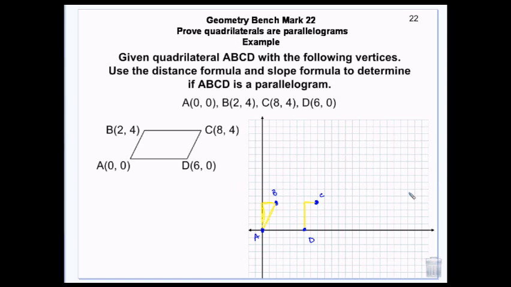So all I have to do to prove that this is a parallelogram is to prove that this length and this length are the same as this length and this length. Then I have the side lengths the same and the slope the same. So I count 1, 2, 3, 4. So I go up 4 and then over 2. 1, 2, 3, 4. I went up 4, over 2. These are the same? Yes, it's a parallelogram.